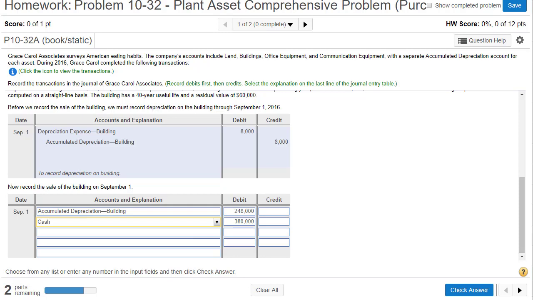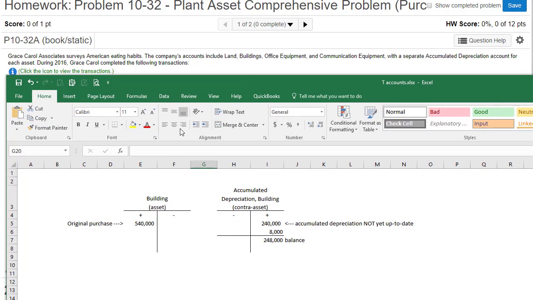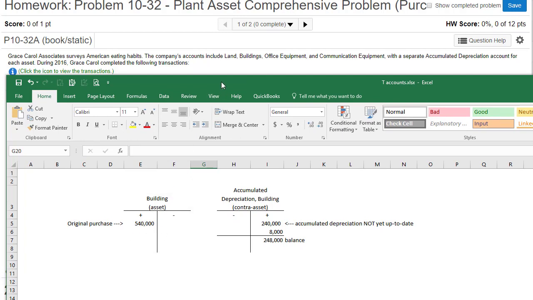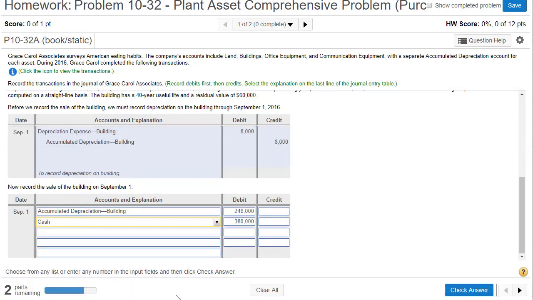And now I need to go back to our T accounts, and we now need to get rid of the building's asset account. So how do I get rid of an asset account that has a $540,000 debit balance? Well, I need to credit it, $540,000. So the building is going away, $540,000. Okay. Now we need to figure out what is going to make this transaction balance. So we've got $540,000 on the right side. So how much do we have on the left side?